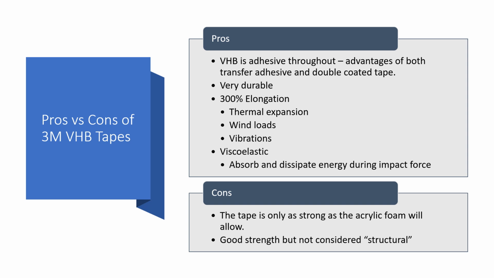Some of the cons are, just like a double-coated tape, it's only as strong as its acrylic foam core. We like to consider VHB tape as structural, however, under the definition of 3M, it does not meet 1,000 psi or greater.